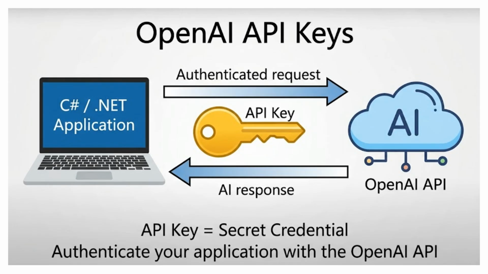So you can think of the API key as a secret key that securely connects your application to the OpenAI API. And remember, your API key should always be kept private and secure.